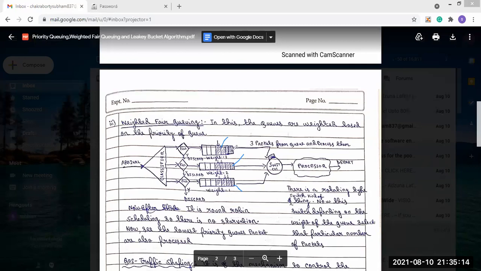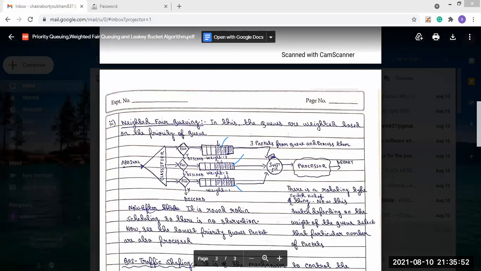Now, in this queue, let's say we have added 4 packets: 1, 2, 3, 4. The second queue also has 4 packets present, and the third queue also has 4 packets present. Now all these queues are connected with a switch. This switch is a rotating kind of switch.